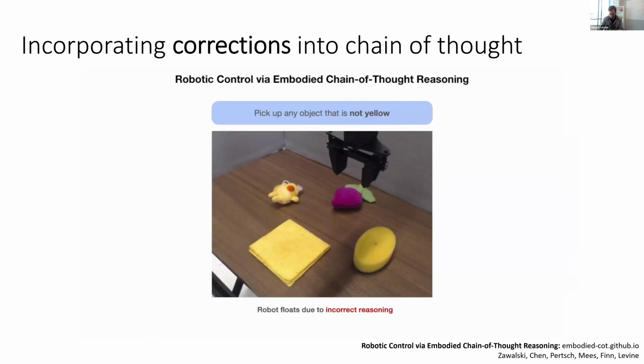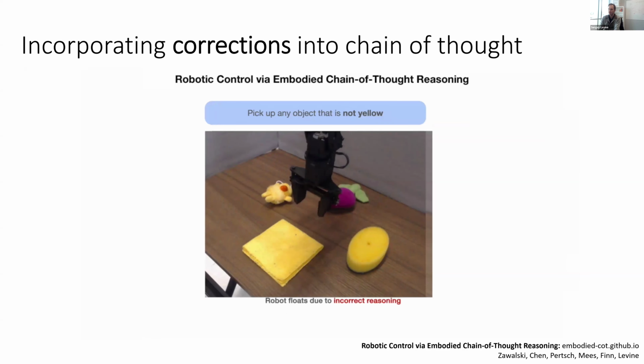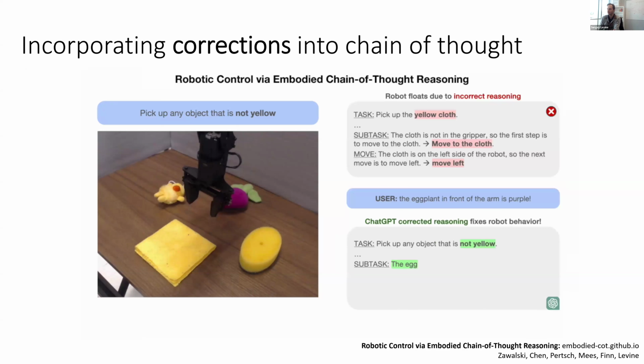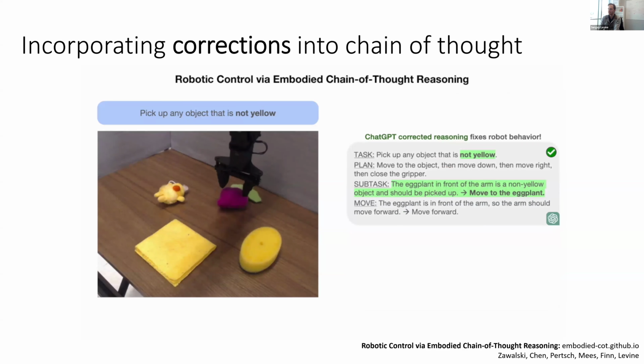There are other really interesting things that we can do once we have embodied chain of thought as part of our VLA. For example, we can actually incorporate corrections. So here we tell the robot, pick up any object that is not yellow. The robot doesn't quite get it right. Because it has incorrect reasoning. It thinks that not yellow means pick up the yellow object, which is obviously a mistake. So we can ask a large API-based VLM, in this case ChatGPT, to go in and correct that chain of thought trace, and then the robot actually succeeds at the task.